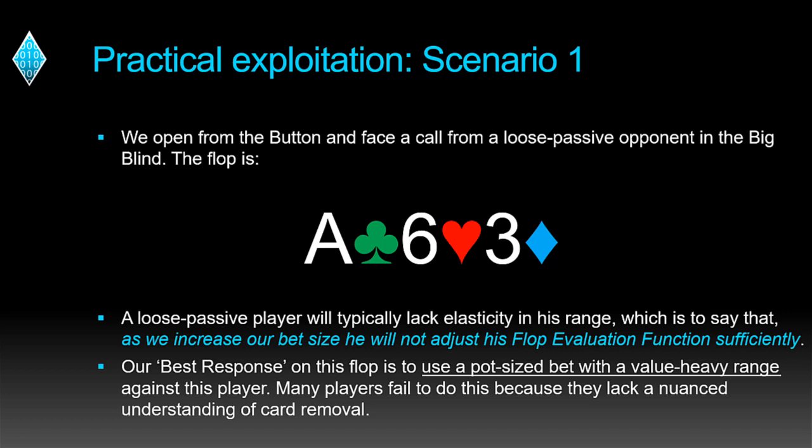Now many players fail to do this because they lack a nuanced understanding of card removal. I can remember encountering this with several of the high stakes players that I've worked with and done private coaching with, who have made this mistake where they've assumed that if they hold a very strong hand here like top set or top two pair, that necessarily means that if they use a large bet, their opponents will just not have anything to continue with, and so they prefer to bet small in order to get them to continue. Now, there may be merits in adjusting your bet size if you're playing against a competent opponent, but what we're going to see here is that with a player who is relatively inelastic in terms of how he adjusts his flop evaluation function in response to bet size, it's a very bad strategy to underbet.